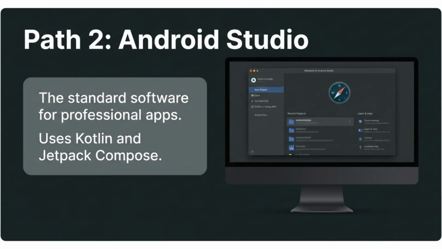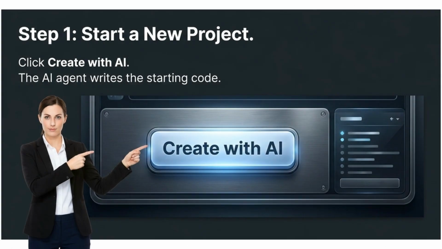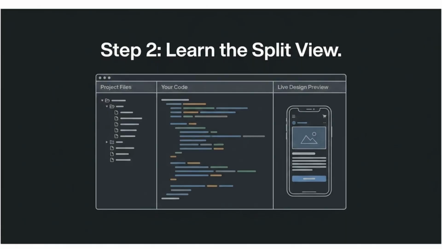Path 2 is Android Studio, the standard software for professional apps. It uses Kotlin and Jetpack Compose for native development. Step 1 in Android Studio is to start a new project. Click Create with AI, and the AI agent will write the initial starting code. Step 2 is to learn the split view. This feature allows you to see your project files, your code, and a live design preview simultaneously.